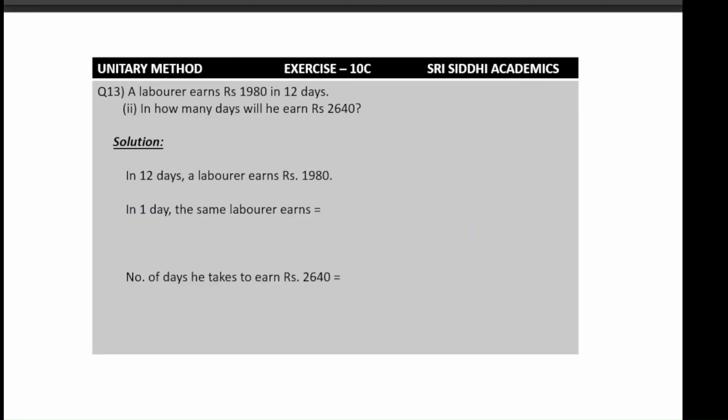Now let's start with question number 13. Bit 2 question says in how many days will he earn rupees 2640. Now let's calculate. We have already done for 1 day in the previous question, I mean bit 1 question for 13. Just I'll write it down. 12 days he earns 1980. So in 1 day he will earn 1980 divided by 12. So it will be 12 ones are 12, 12 6s are 72, then 12 5s are 60.